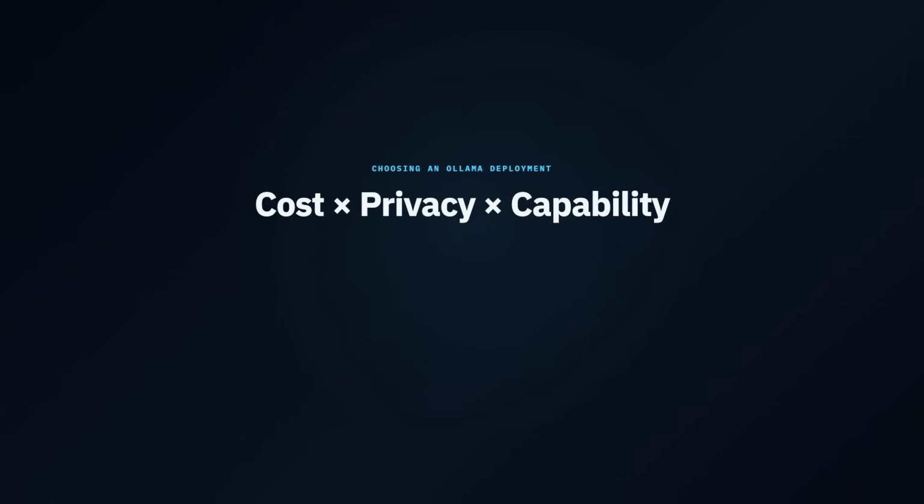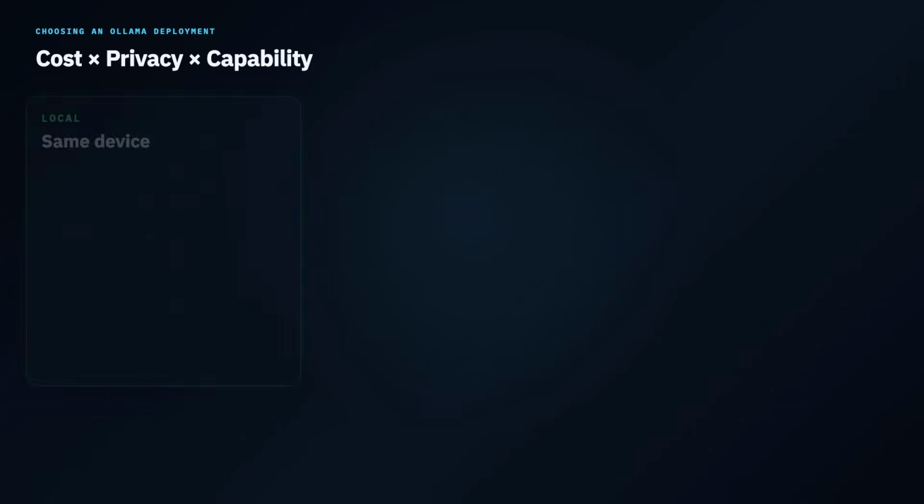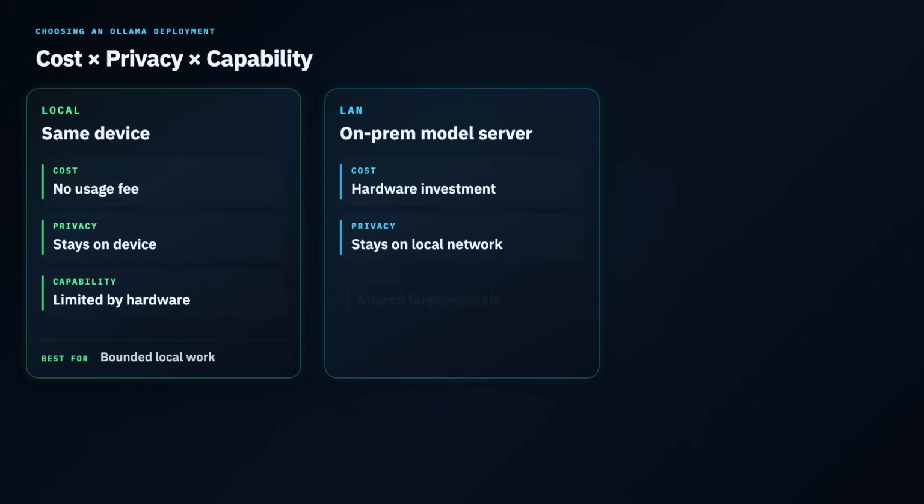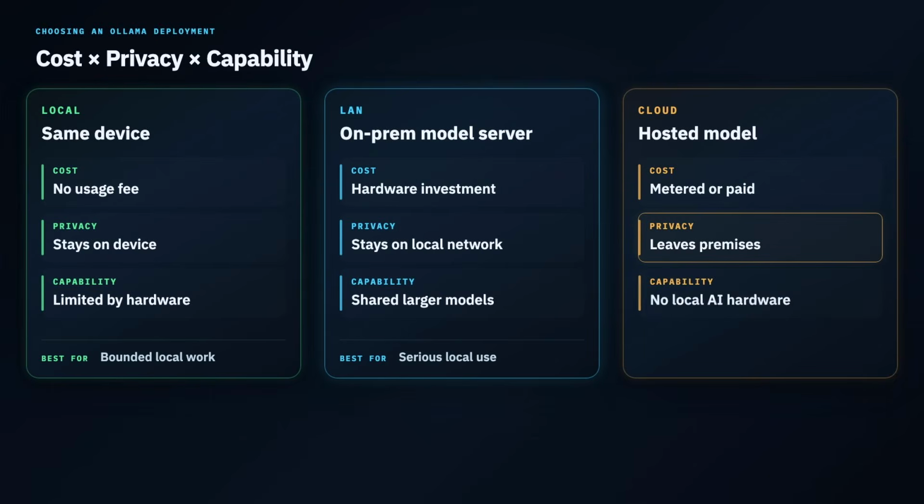At first glance, running a coding model locally seems like a no-brainer. You reduce usage costs, and your project data can stay on your machine or local network. But there are trade-offs. You have to balance cost, privacy, and capability.